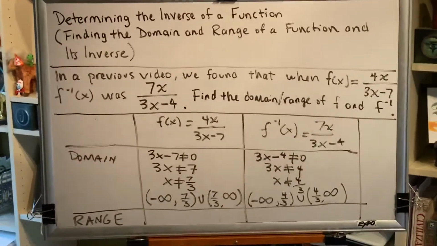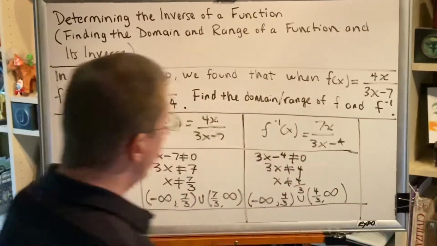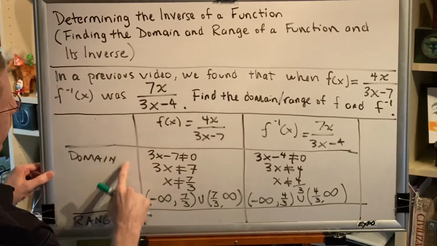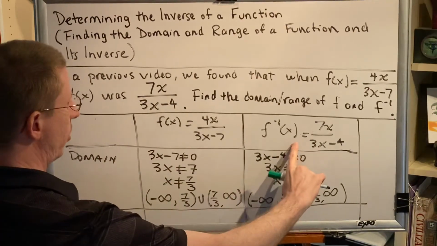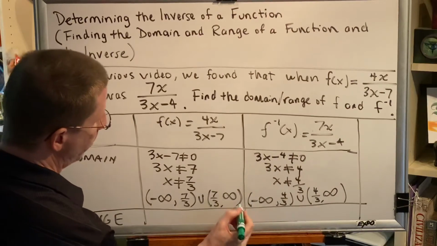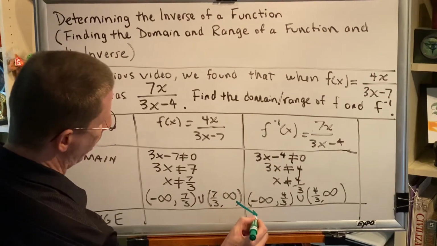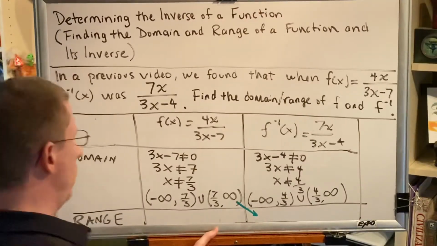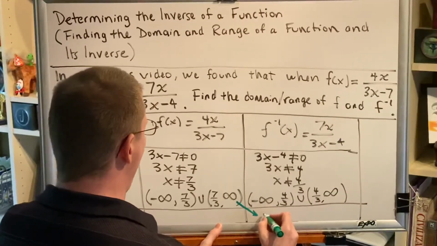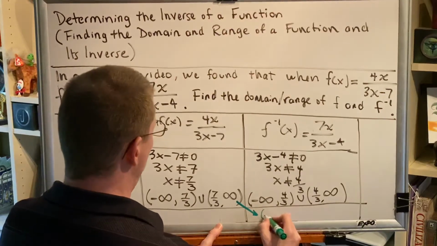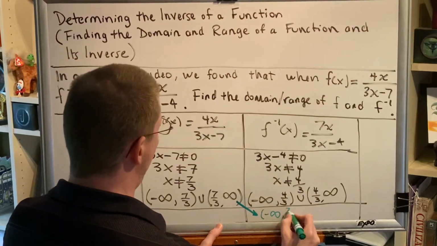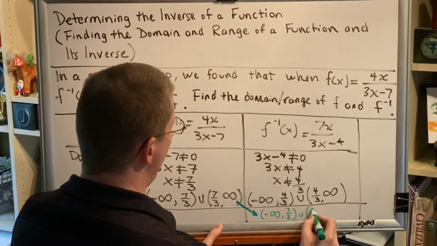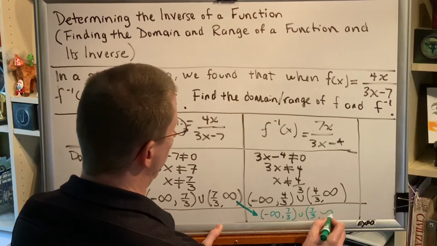All right, now to the new skill. We learned that the domain of a function f is the same as the range of its inverse. So that allows us to take the information in this box here and place it in this box here. This tells me that the range of f inverse is equal to negative infinity, comma, 7/3, union 7/3, comma, infinity.